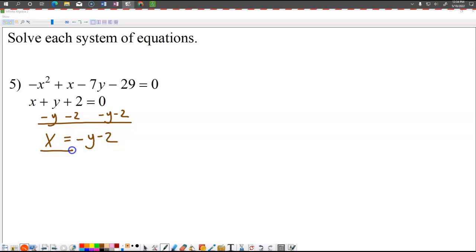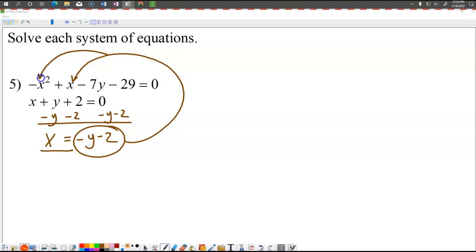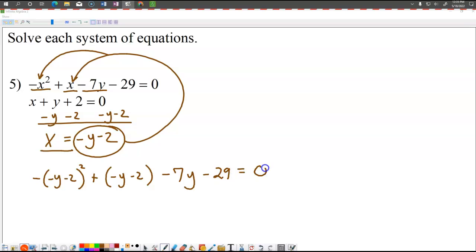Now since I know that x is equal to -y minus 2, I could plug that into the x in the other equation up here, just like so. Okay, so if I do that, I'm going to have negative and then parentheses. Instead of x squared, we're going to have (-y minus 2) squared because that's what x equals. Same thing with the next one here. Instead of x, we're going to have -y minus 2. And then the rest of the equation is going to stay the same because we're not plugging anything in for y. We're plugging things in for x.